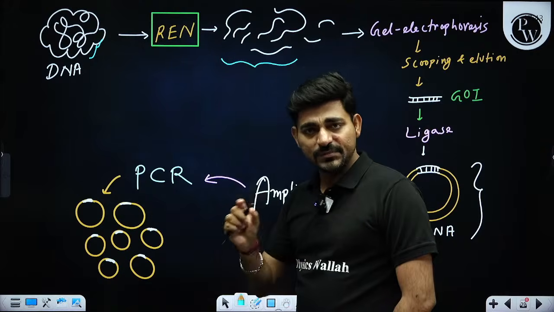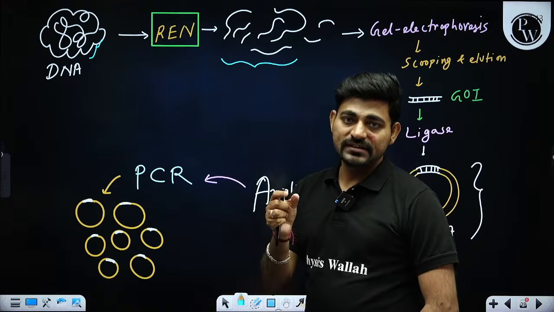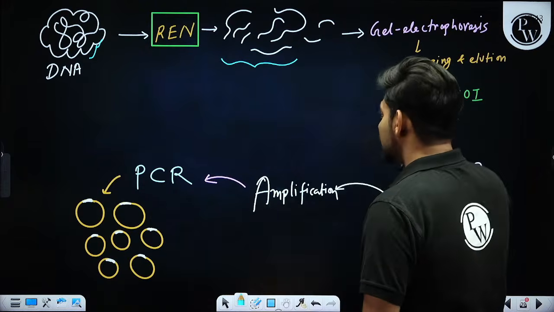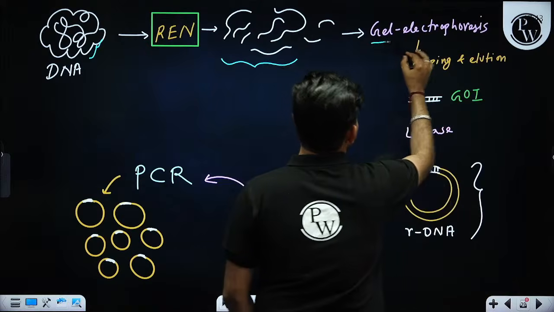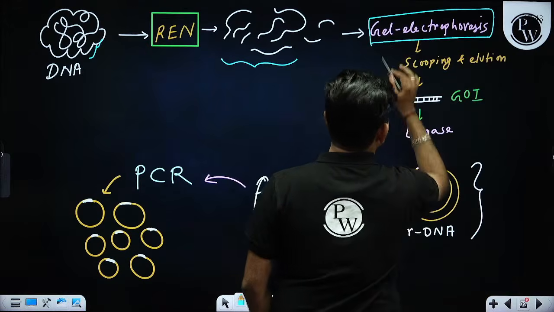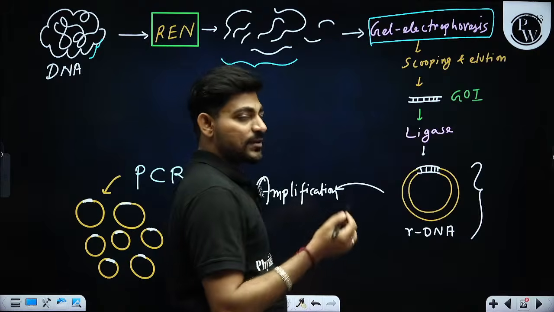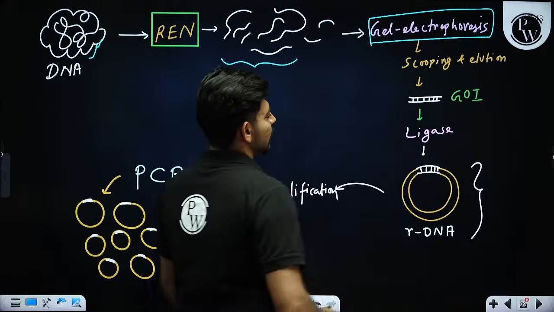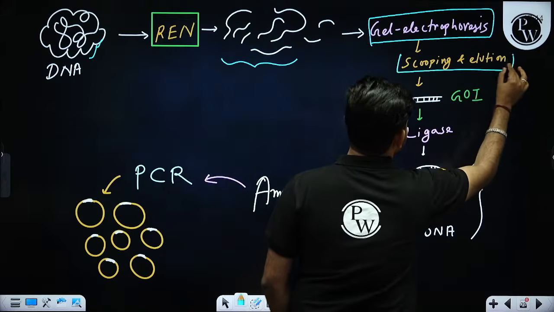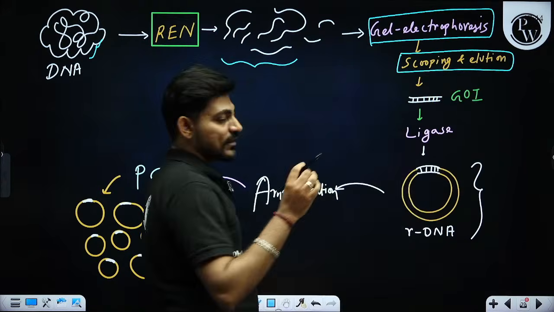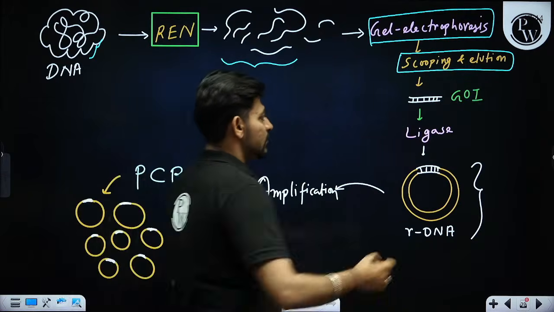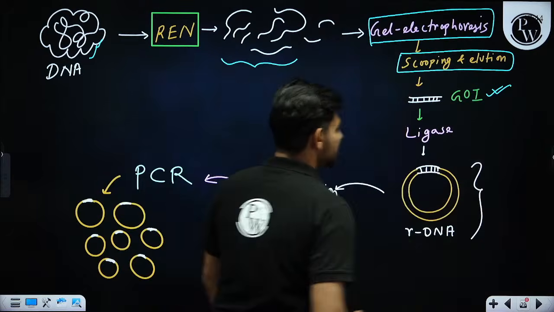Now, you have to separate out the gene of interest. You need only the gene of interest, right? So how to do that? For that you have to run gel electrophoresis. Now you know that gel electrophoresis can separate smaller pieces of DNA from larger pieces. By the process of scooping and elution, we will be separating and isolating our gene of interest. Now here we got the desirable gene.